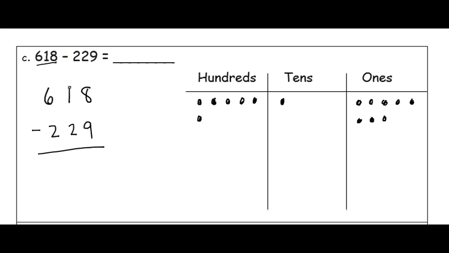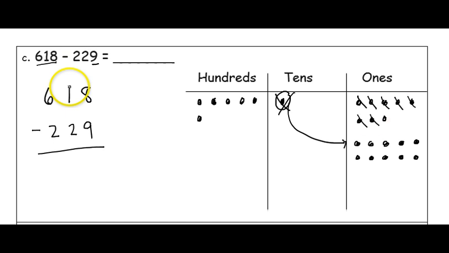Starting in my ones column, I need to subtract 9 ones. I only have 8 right now. So we'll take that 10 and we'll decompose it into 10 ones. And now that 10 is gone and I'm left with 18 ones, which means I can now subtract 9 of them, and I'll do that by crossing them off. I have 1, 2, 3, 4, 5, 6, 7, 8, 9. That leaves me with 9 ones.